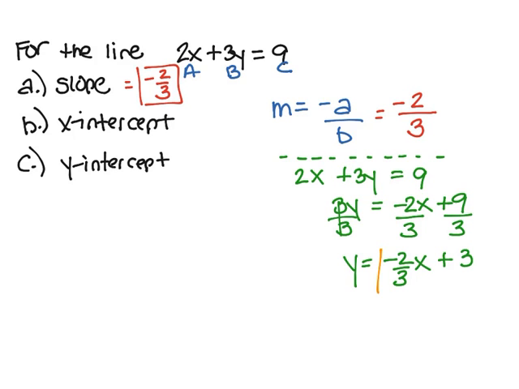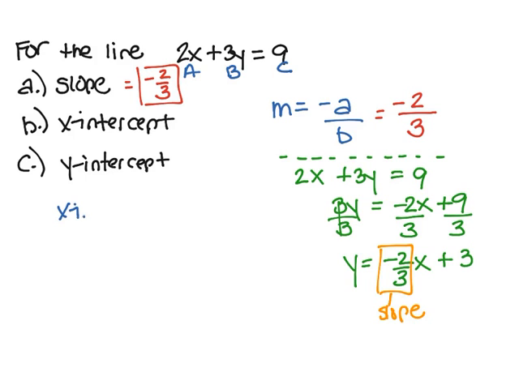And there you'll see that the number on x, because this is y equals mx plus b form, slope-intercept form, you have the slope of negative 2/3. So either way, you can get that slope. Part B asks for the x-intercept.